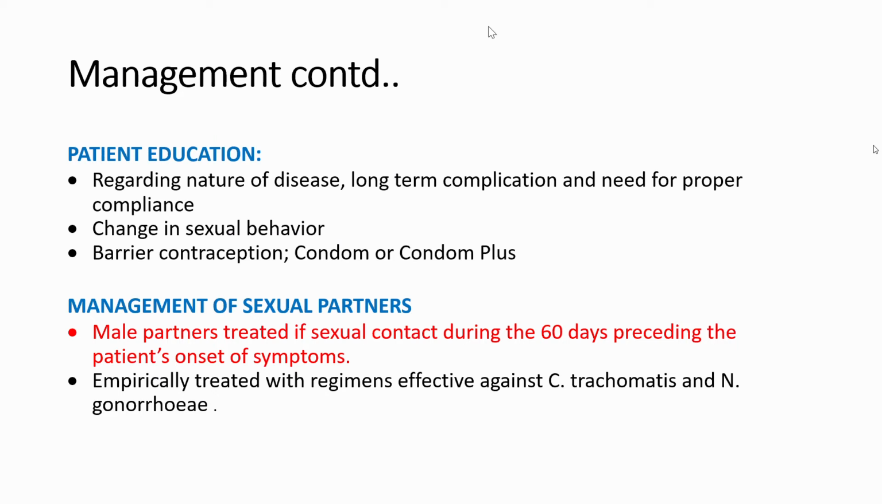So for the male partner, you have to cover both. For chlamydia, you can give either doxycycline or azithromycin, and you have to cover Neisseria gonorrhea, so either a ceftriaxone injection or even azithromycin can cover. At least you have to cover chlamydia as well as Neisseria.